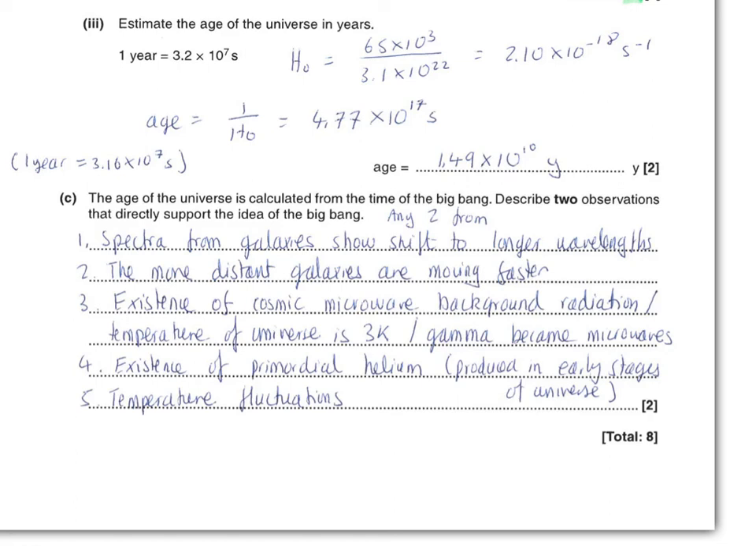The fourth possible point refers to the existence of primordial helium. This word simply means that the helium was produced in the early stages of the universe. We find that we can make these observations because when we look at very distant galaxies, we are in effect looking back in time. The final allowed marking point refers to temperature fluctuations in the universe. This also corresponds to variations in the intensity of microwave background radiation.